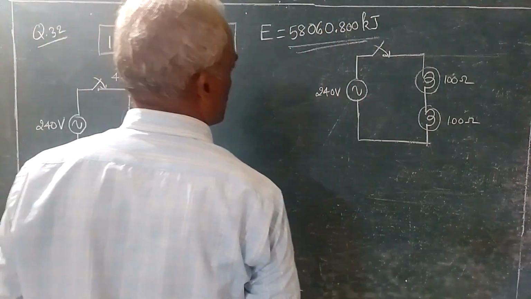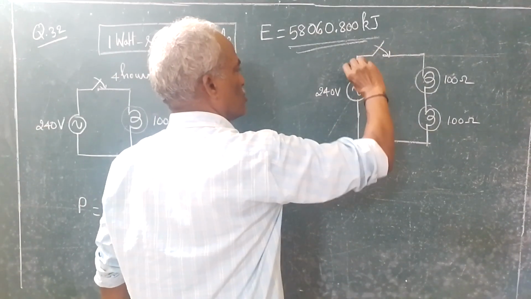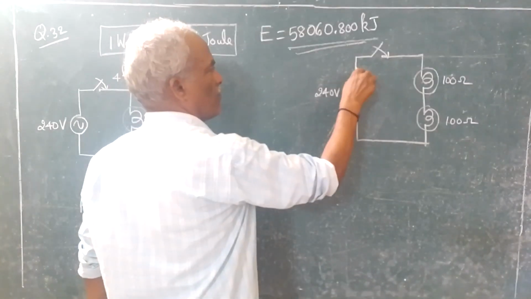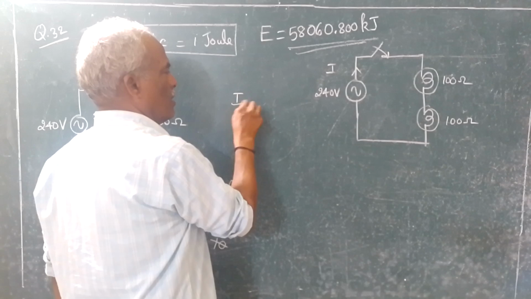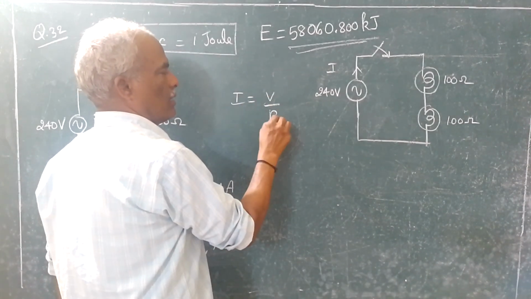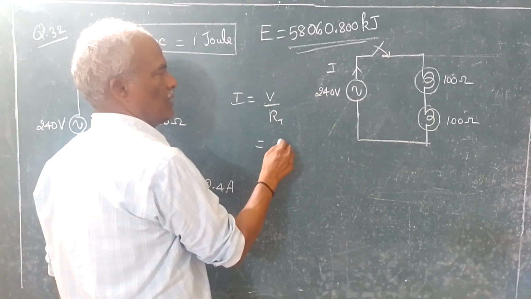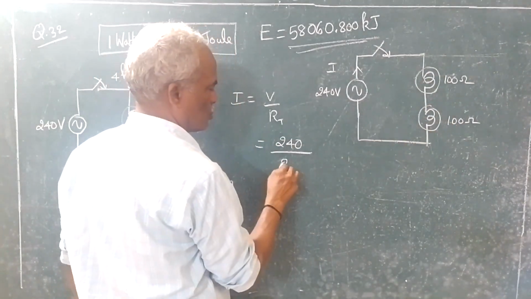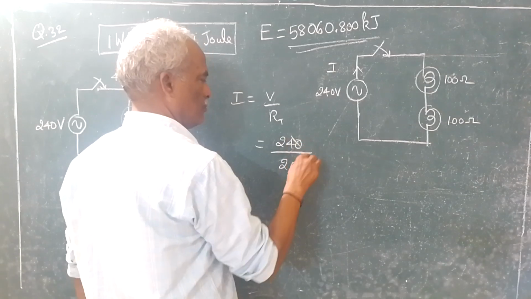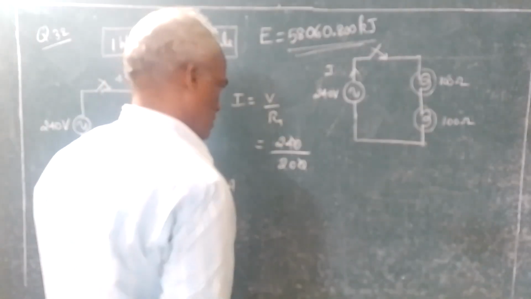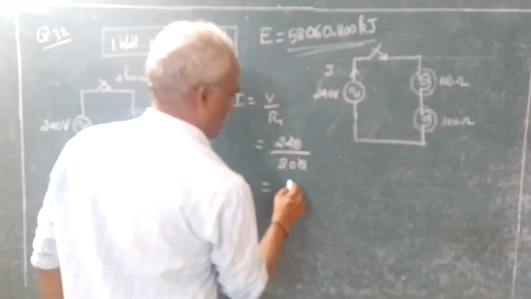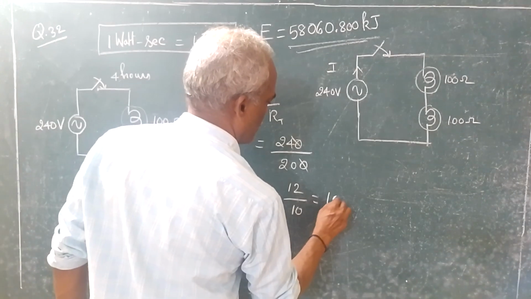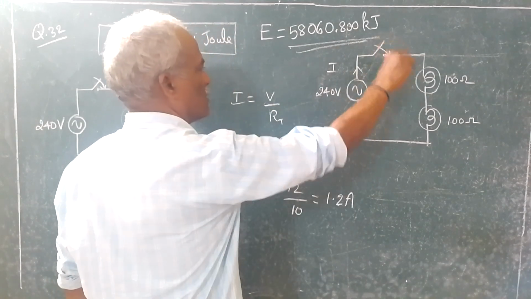So when the circuit is closed, current will flow. Both the resistances are in series. So now the current flowing in the circuit I is equal to V by R. In this case R is R total. So V is 240 divided by 100 plus 100 is 200. So 12 by 10. So this is equal to 1.2 ampere. Current will be flowing in the circuit.